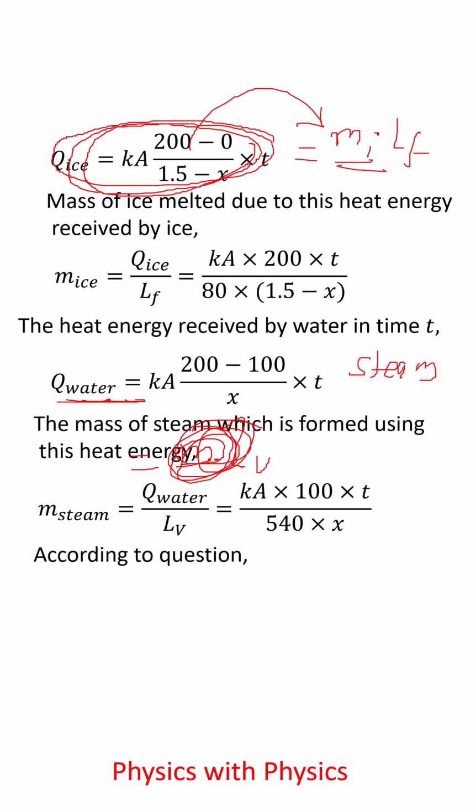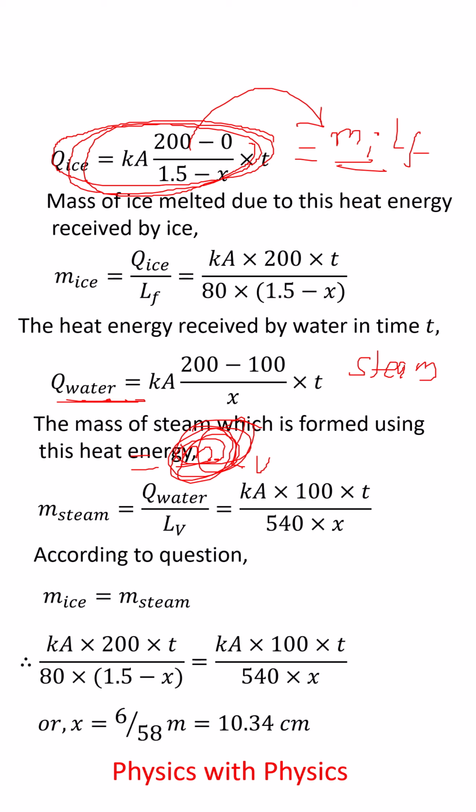Now according to the question, mass of ice equals mass of steam. On solving, we get x equals 10.34 centimeter.